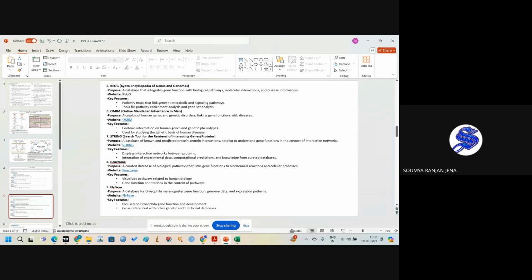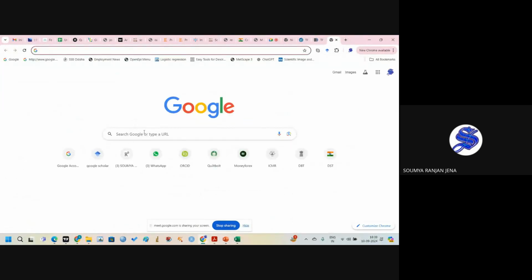If you go to the seventh one, that is the search tool for retrieval of interacting genes or proteins, that is STRING. In this database, you will find KEGG and also Reactome. This KEGG and Reactome are only for biological pathways. If you know which pathway this gene is involved in and is causing different types of disease, we can target that pathway to kill different types of disease. So we have to know which pathway this gene is involved in. For this, let's go to one example of this STRING database.